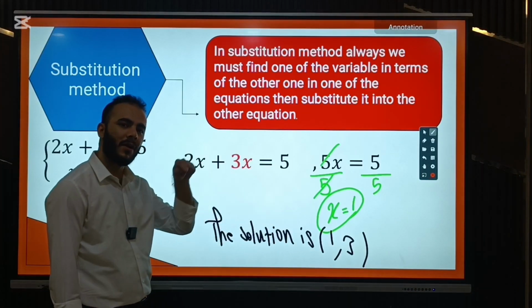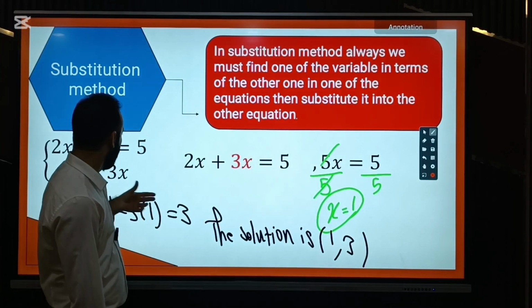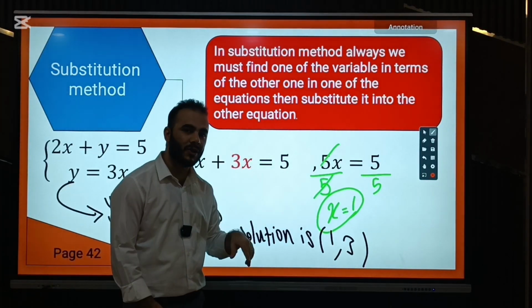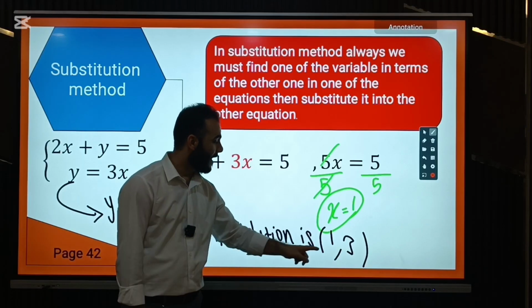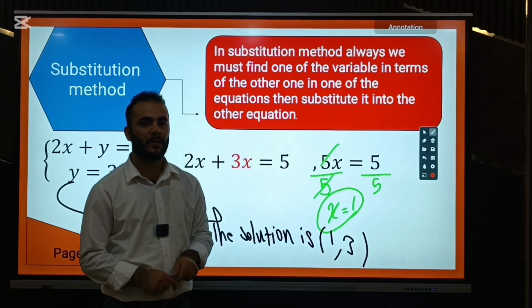That 1 and 3, in other words, will tell us that these two equations will intersect each other, their graphs, at this point, which is 1 and 3. Perfect.